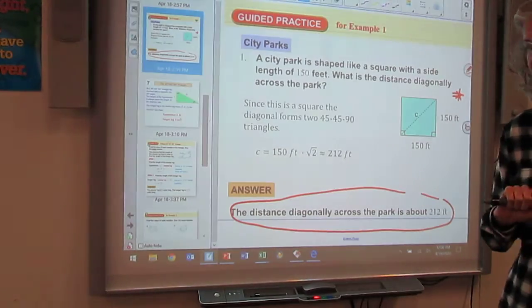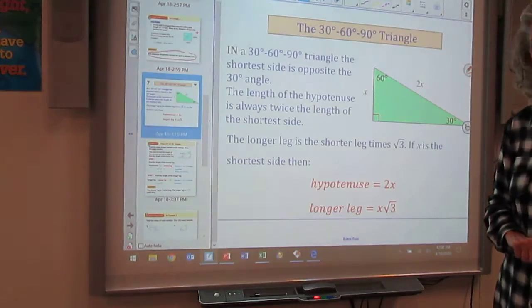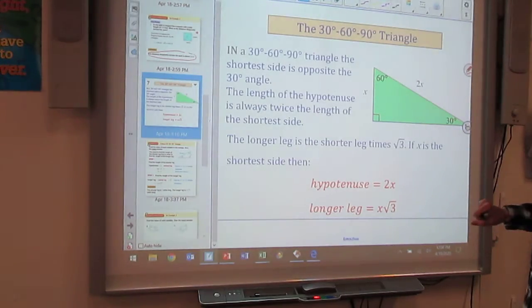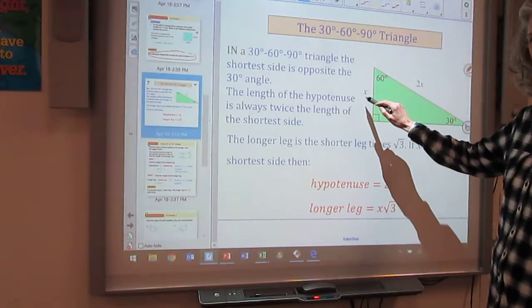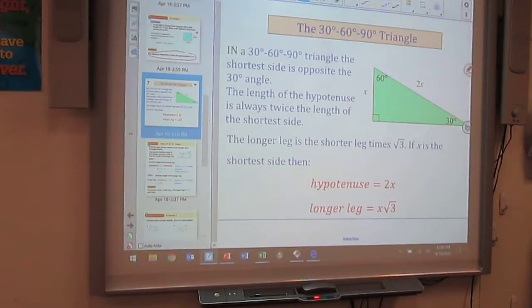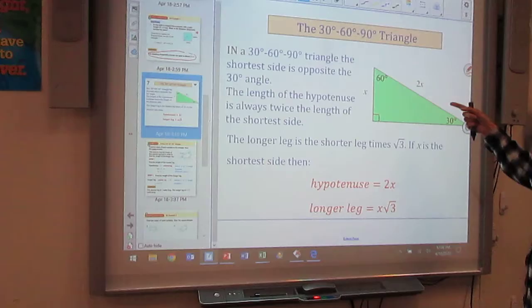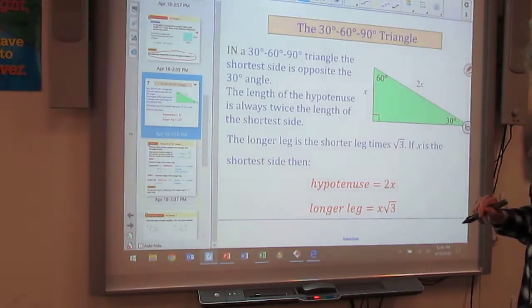I told you there were two special triangles we were going to work with. The second one is the 30, 60, 90. In the 30, 60, 90, the shortest side is always opposite the smallest angle. The smallest angle is 30 degrees, and the smallest side is opposite that always. So that is going to be x. The hypotenuse is the longest side in any right triangle, and that is double the shortest side. So if this is x, the hypotenuse has to be 2x.